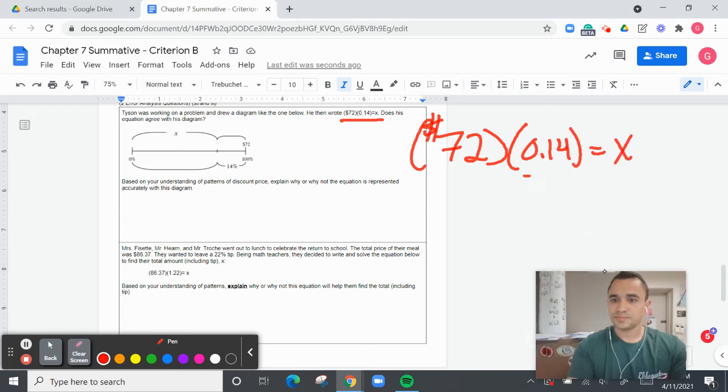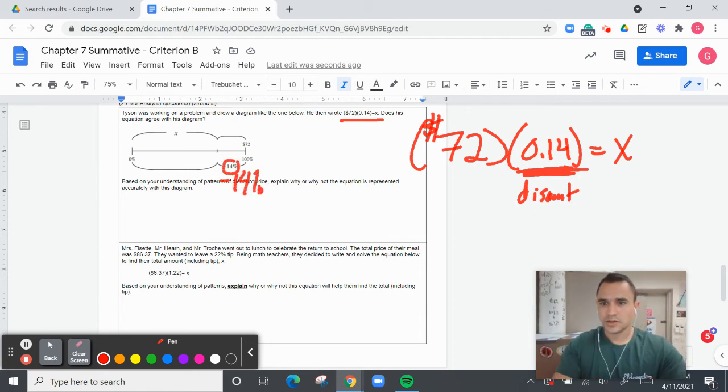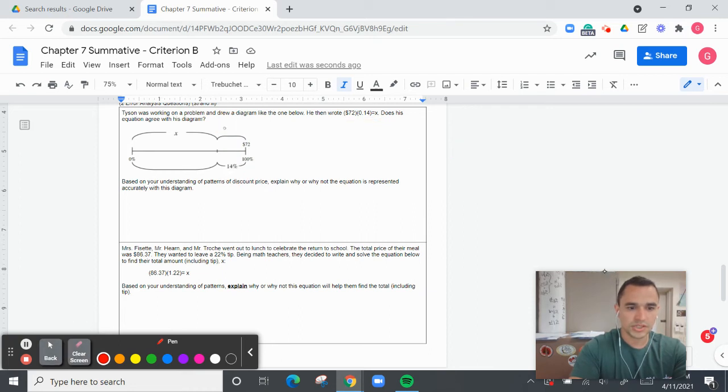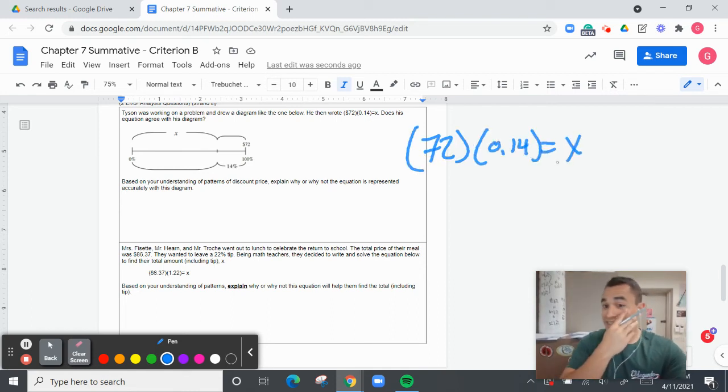This right here is kind of like a discount, all right? Because this is the 14. So we're taking off 14%, right? So this is a discount. So that's going to give us X. But if this is 14, that means X should be right here, but let me double check that real quick. Let me start over. I apologize. Okay. So $72 times 0.14 equals X. Okay. What is happening here?